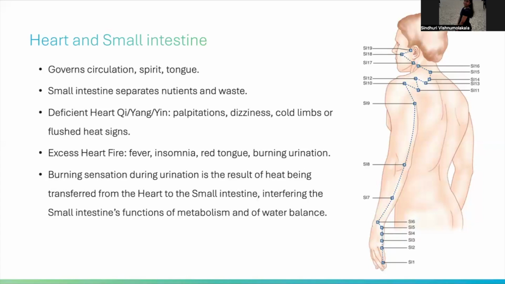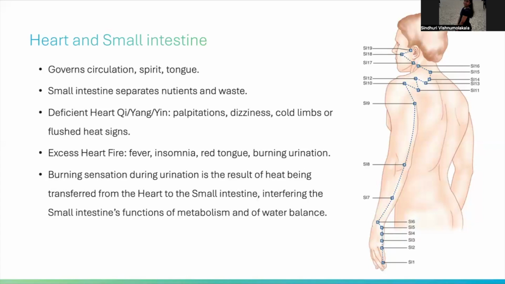The principal functions of the heart are associated with mental activity and circulation. So, deficient qi results in general lassitude, panting, shallow breath, excessive sweating. Deficient heart yang results in swollen face, ashen gray or bluish green face, or cold limbs. And deficient heart yin results in flushed appearance on palms and face, low grade fever, sweating.